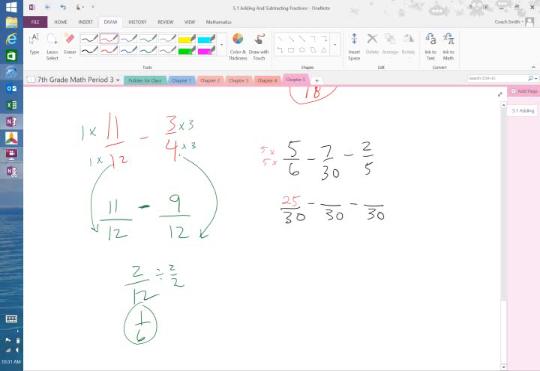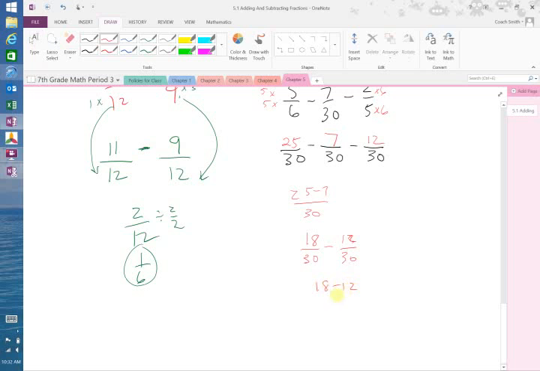Obviously, we did nothing to 30 to make it 30, so we just put the 7 here, and we multiplied 5 by what? 6. So that would be 12. So now, there's not a commutative or associative property of subtraction, so I've just got to start from left to right and do this one first, 25 minus 7 over 30, which is 18 over 30. Minus 12 over 30. So that gives me 18 minus 12 over 30, which is 6 over 30, which is 1/5.